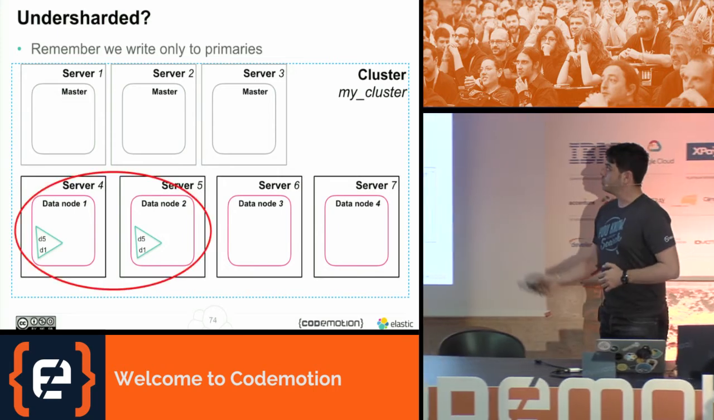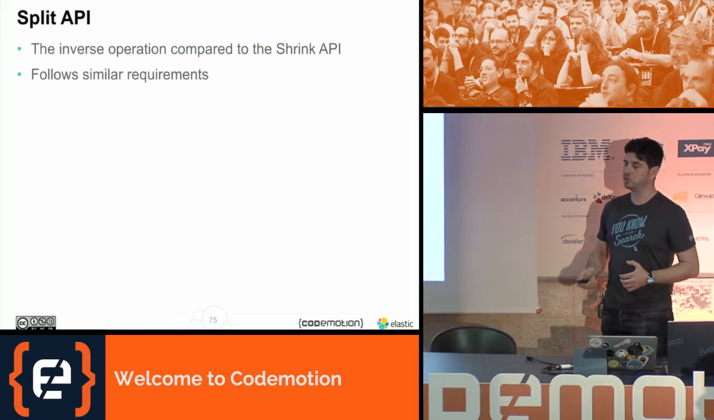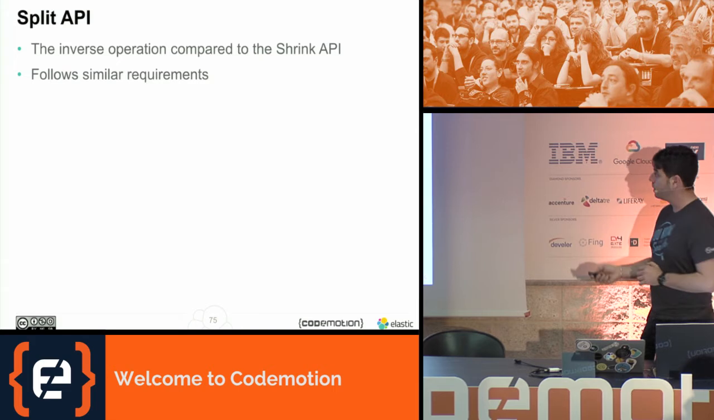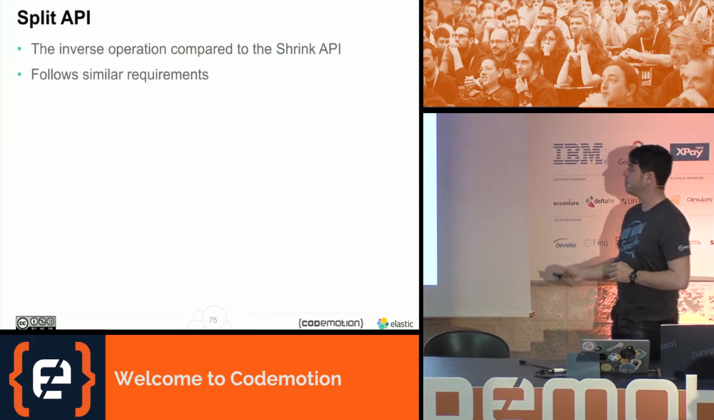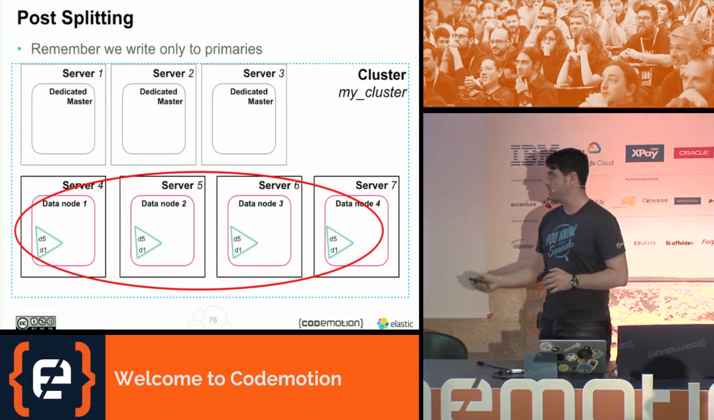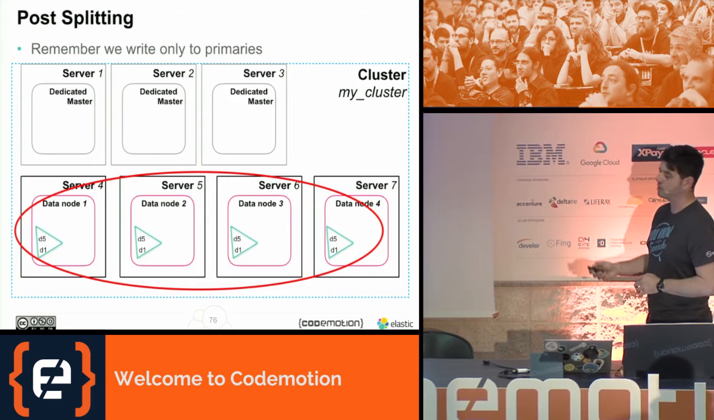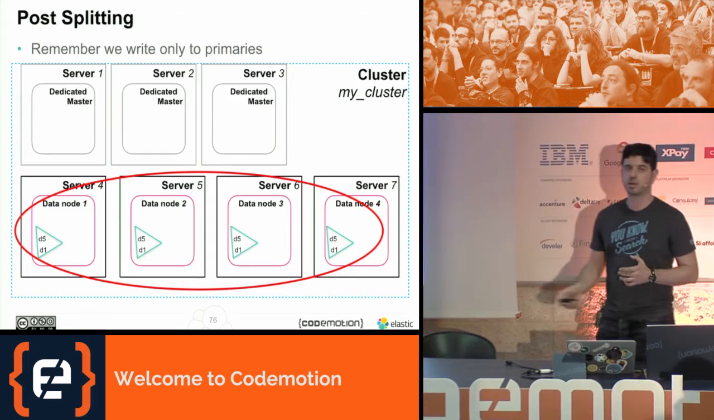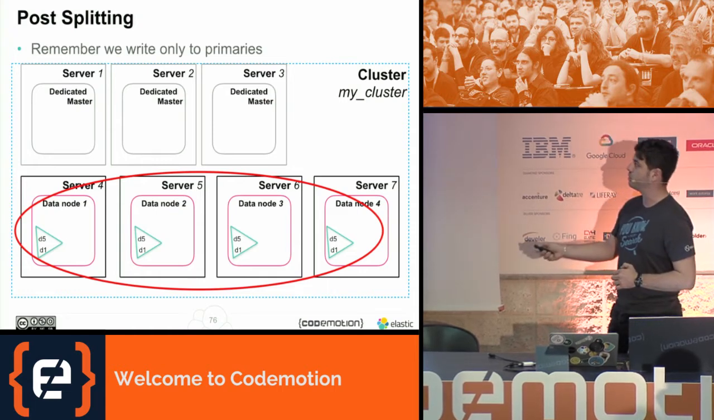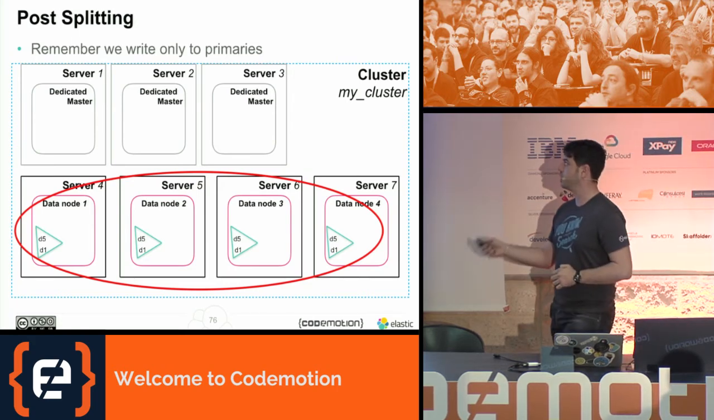In this case, we want to invoke the split API. This is the inverse operation compared to the shrink. That allows you to split the primaries. It follows similar requirements to the shrink API. So the target scenario is that we can now leverage the combined indexing power of all these four nodes instead of just two. That's something that could be handy if you have a spike during your Black Friday. Here you can notice we have different nomenclatures. We have different types of nodes, master, data. However, that's not the scope of this presentation.